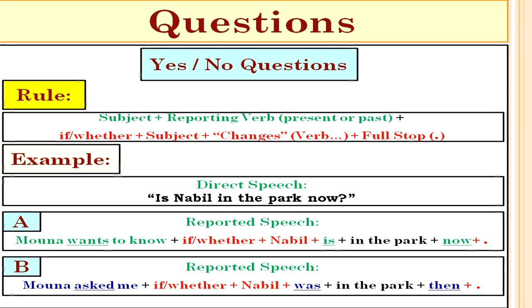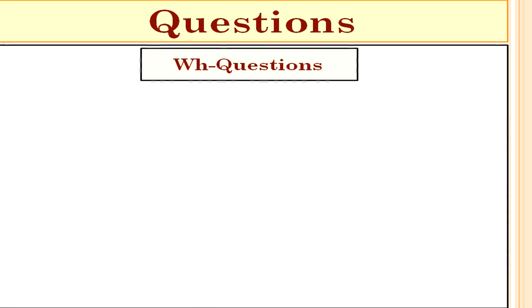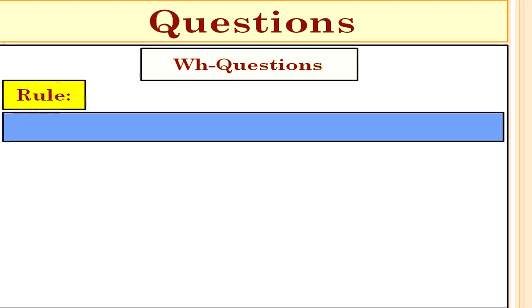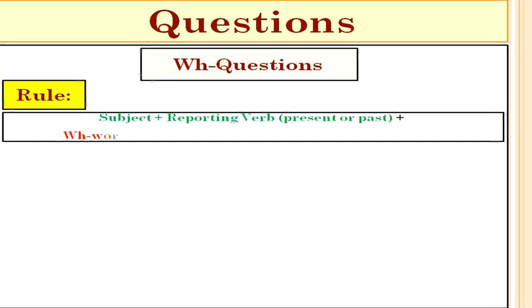Now let's move to the second type of questions, which is WH questions. According to the rule, we have subject plus the reporting verb, which can be either in the present or the past tense, plus the WH word, plus the subject, and plus the changes, which include the verb, the adverb, the modals, etc. And finally, we have the full stop.